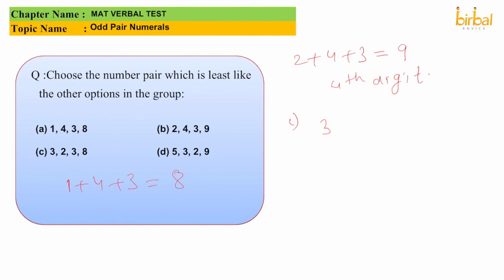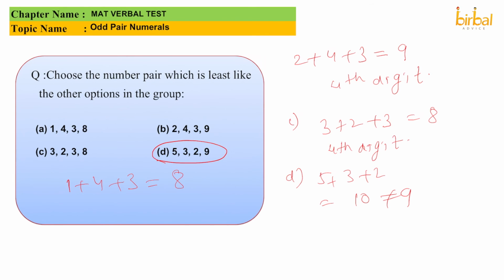Option C is 3 plus 2 plus 3, which is giving me the number 8, and this is nothing but the fourth digit. And if I add 5 plus 3 plus 2, I get the answer to be as 8 plus 2, which is nothing but 10. So is it giving me the fourth digit? No, it is not giving me the fourth digit. Hence we can say that option D is the right answer.